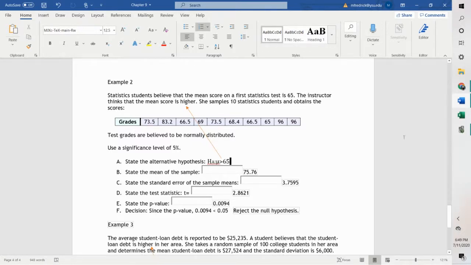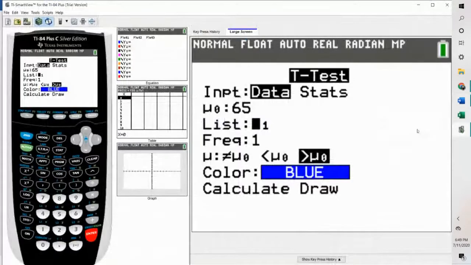So we're testing greater than. If we go to our calculator, we know that's 65. We have our list. Leave the frequency 1. I always leave it 1. And then we're testing greater than. And hit calculate.